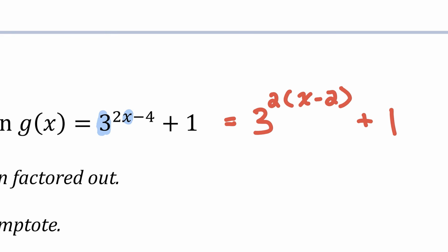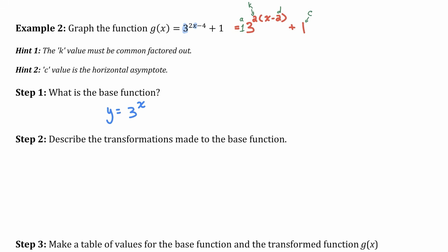So in this function, I have a k value of 2, a d value of 2, and a c value of 1. I don't see a number in front of the power, so there's an invisible 1 there, so the a value is 1. Let's use those parameters to describe the transformations that are happening to 3 to the x. I don't have to write anything for an a value of 1, but the k value of 2 is going to do a horizontal compression by a factor of 1 over 2. Algebraically, I would just divide all the x's by 2. That's going to cut all the x values in half.